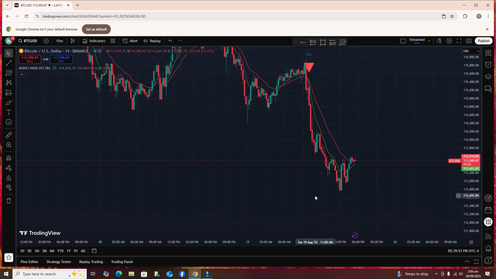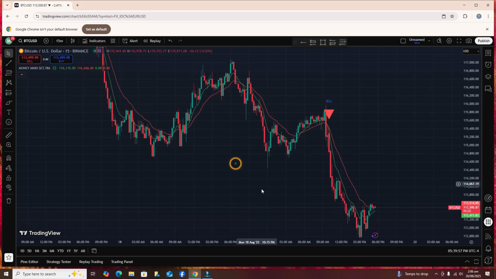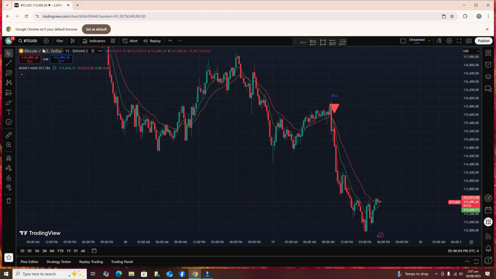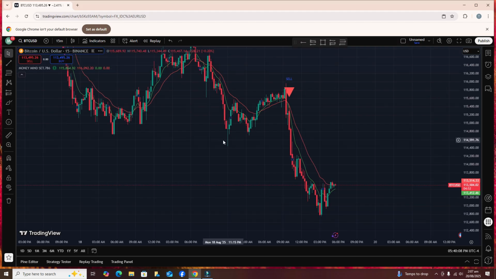I also have the full script of this indicator available. You can use it on the 15-minute, 5-minute, or 1-minute time frame, but basically the setting option is most important. It works on the gold market, forex market, crypto market, everything.